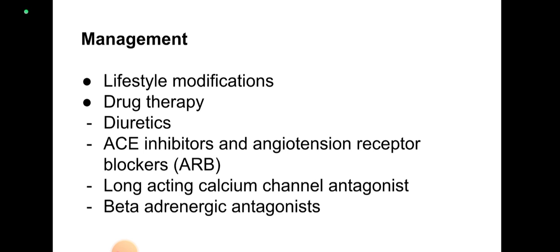Management includes some lifestyle modifications like relief of stress, salt restriction, weight reduction, and regular exercise. Drug therapy includes diuretics, ACE inhibitors and angiotensin receptor blockers, long-acting calcium channel antagonists, and beta-adrenergic antagonists.